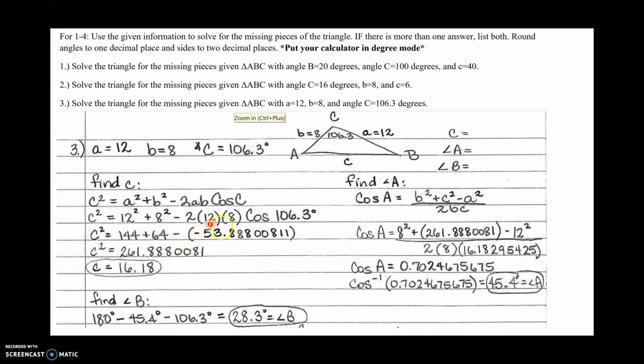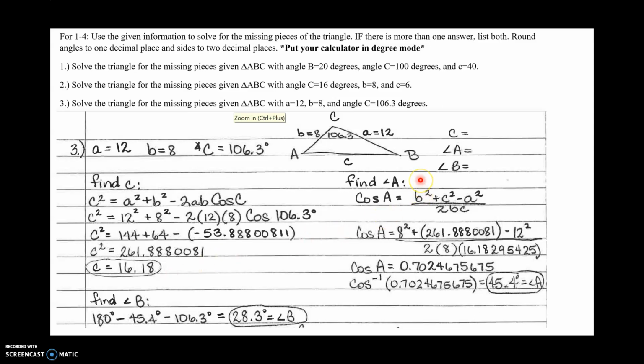So again, if I put this whole thing in my calculator at one time, it'll do order of operations for me. And so that would give me C squared is equal to 261.888. Take the square root of both sides and we'll get side C is 16.18. All right, now I need to go back and I need to find either angle A or angle B. It doesn't make any difference.